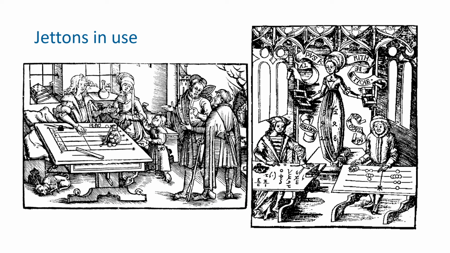The main function of the jetton in medieval and early post-medieval periods was as a counter. In the Middle Ages, complex calculations were not facilitated by the Arabic numerals that we use today, but rather the Roman numerals, which were unwieldy when it came to performing sums.